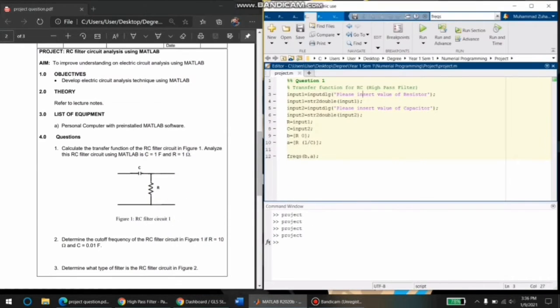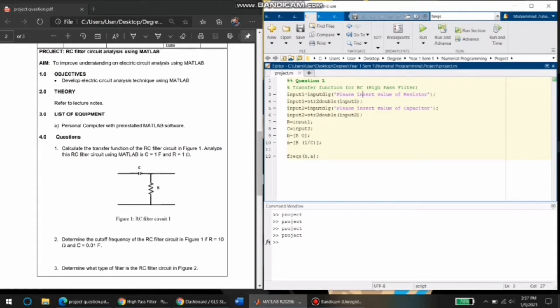Okay, today I will present question 1. If we look at this circuit, it represents a high pass filter, where C and R are equal to 1. To solve this circuit, firstly we use the input dialog command so that the user can input the value of 1 that represents R and input 2 that represents C.